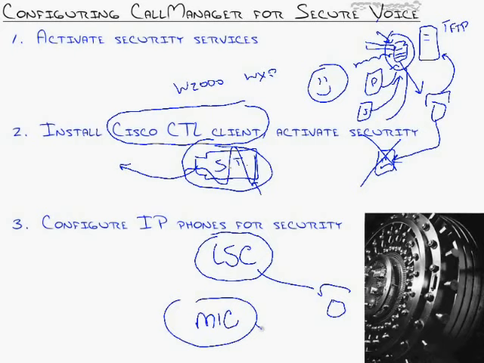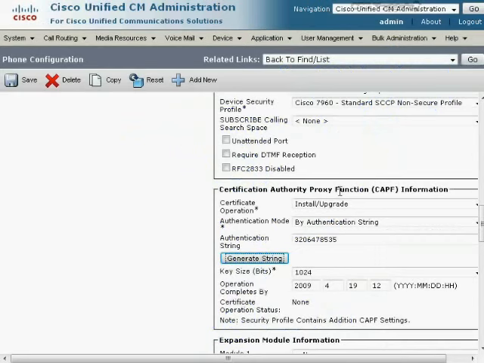The manufacturing installed certificate comes from Cisco. It can secure you, but they're going to say, hey, you don't want to use that for any length of time because it's a generic certificate. So once you type in that authentication string, it says you're good. But that requires you to go to every single phone, hit the button, and type in a code.